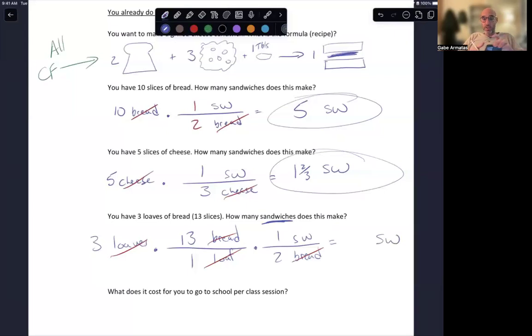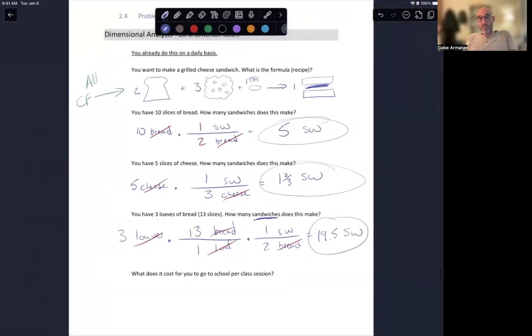So we're just simply going to do that math at this point where I'm multiplying. So 3 times 13, right, divided by 2 gives me 19.5 sandwiches. Again, doing that process in our head. Okay. So again, we do this stuff every day.